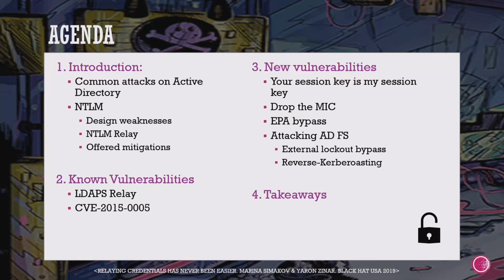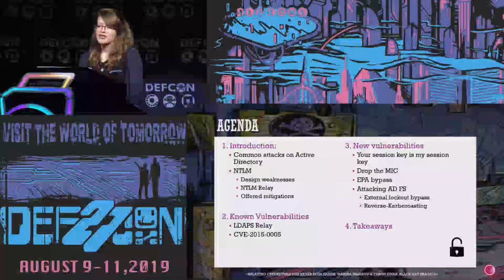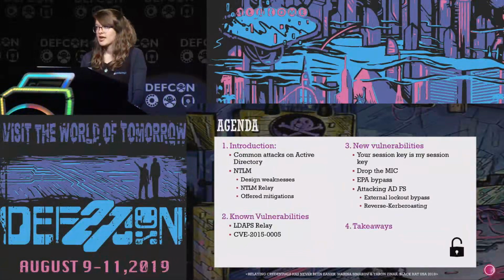We'll see some known vulnerabilities against this attack, and then we'll see the new vulnerabilities that we discovered this year, allowing us to bypass all the mitigations against NTLM Relay. We'll also show you how NTLM can be used in order to attack ADFS servers. And we'll present something new that we like to call reverse kerberoasting, and finish with some takeaways.